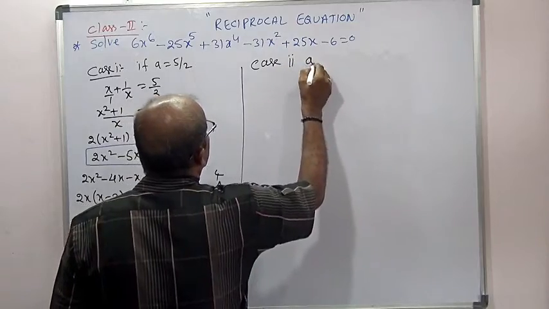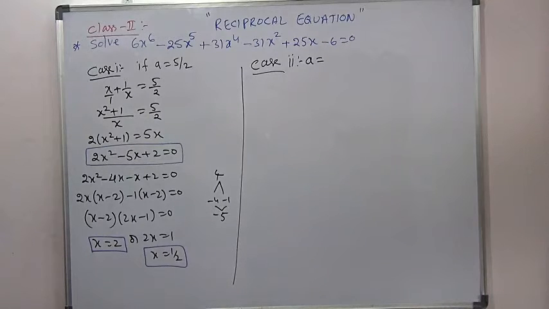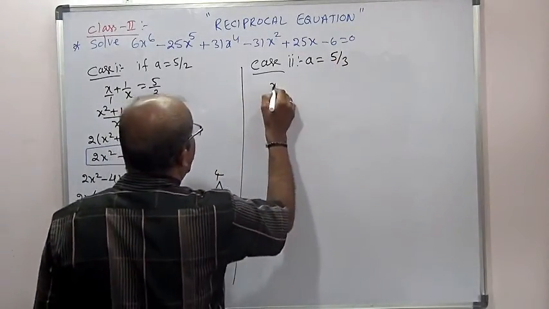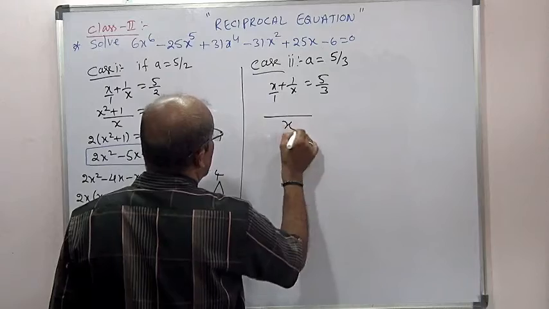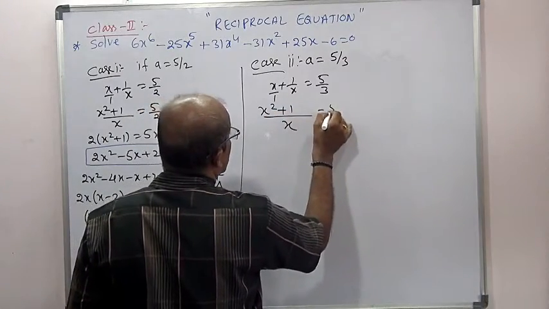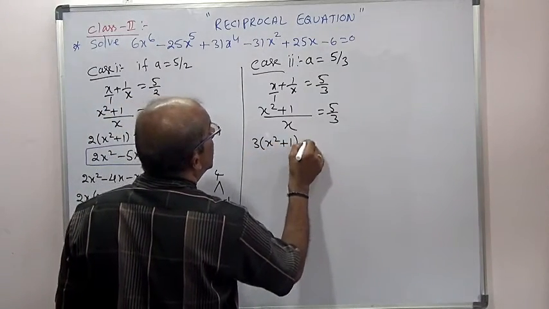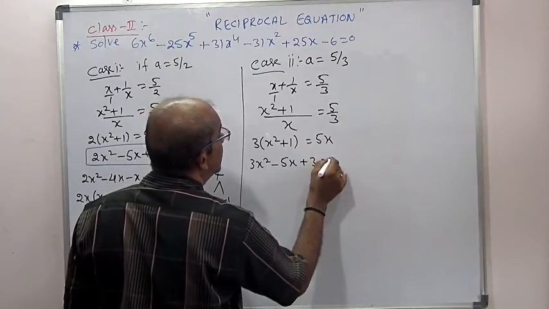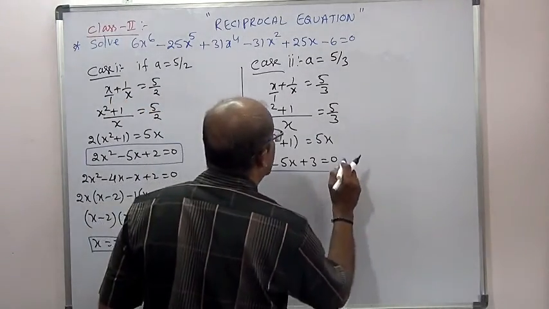Next, in case 2, a is equal to 5 by 3. Now x plus 1 by x is equal to 5 by 3, let it be by 1. x square plus 1 is equal to 5 by 3, cross multiply. 3 of x square plus 1 is equal to 5x. 3x square minus 5x plus 3 is equal to 0. Now this is another quadratic equation.